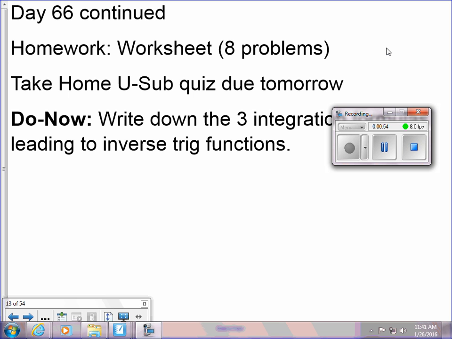And really, you can have a lot of fun checking your answers with the chain rule. Take the derivative of your answer using the chain rule. If you get back to where you started, you did it right. You'll know before you hand it in that it's perfect. All right.